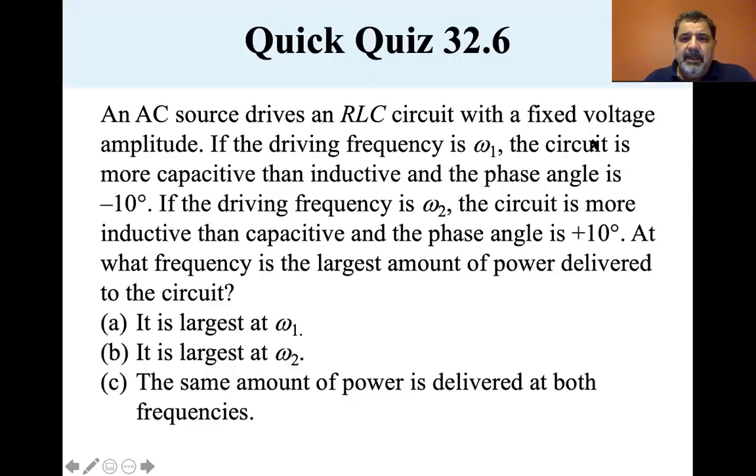Let's see, where are we? Okay, now here's a quick quiz. An AC source drives an RLC circuit with a fixed voltage amplitude. If the driving frequency is ω1, the circuit is more capacitive than inductive, and the phase angle is -10 degrees. Now, if the driving frequency is ω2, the circuit is more inductive than capacitive, and the phase angle is +10 degrees. So -10 degrees if it's capacitive at ω1, +10 degrees if it's inductive at ω2. At what frequency is the largest amount of power delivered to the circuit?